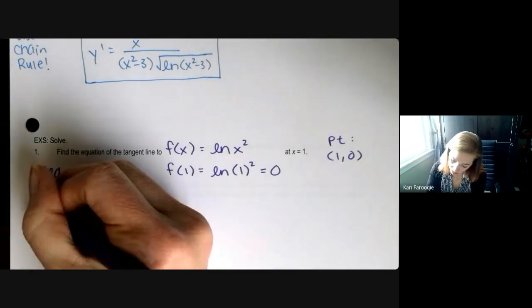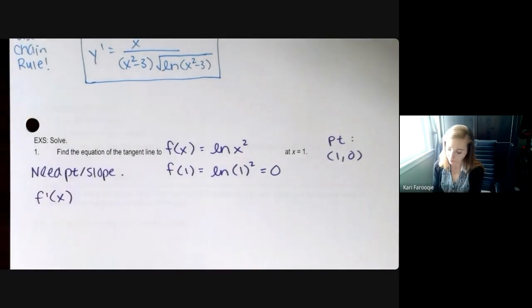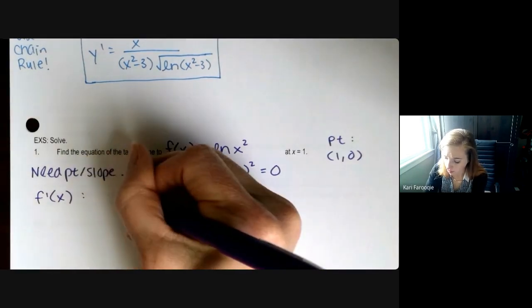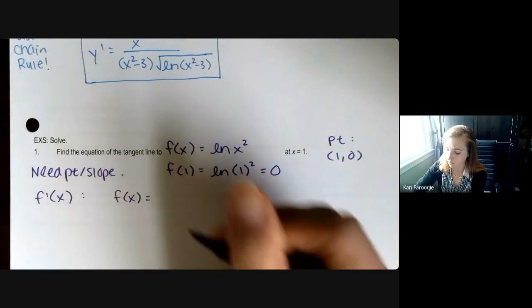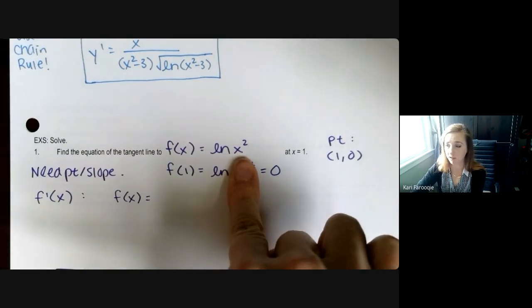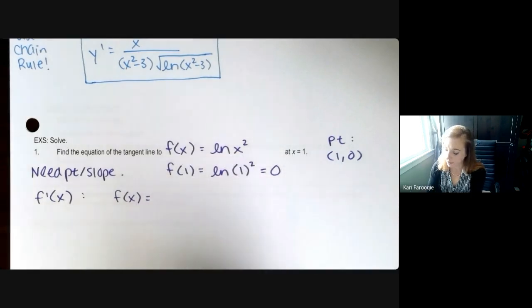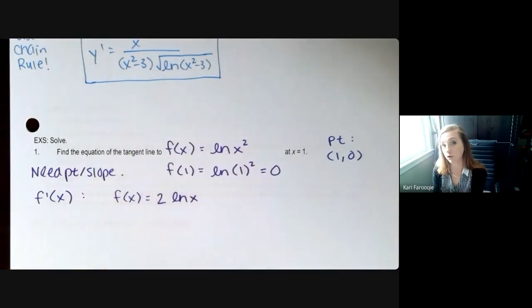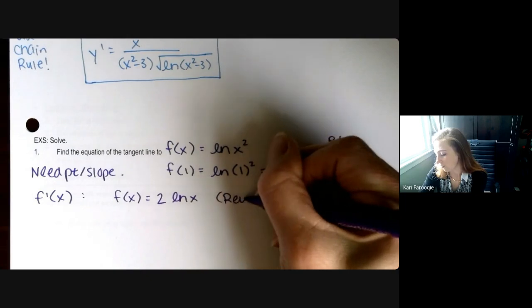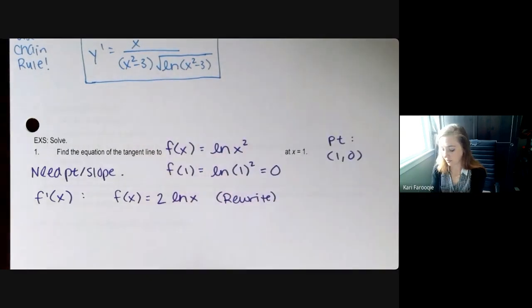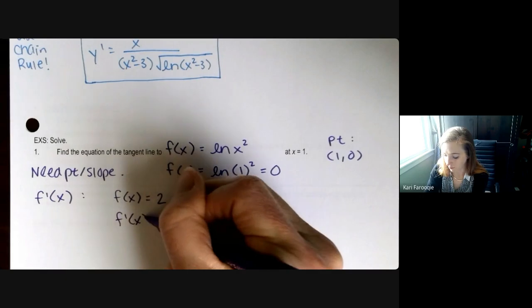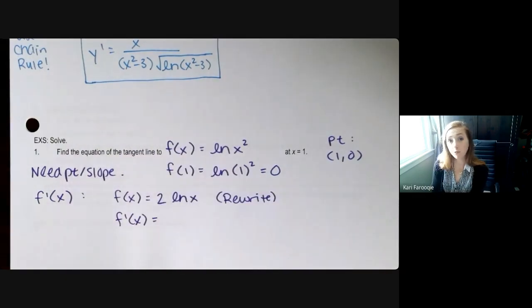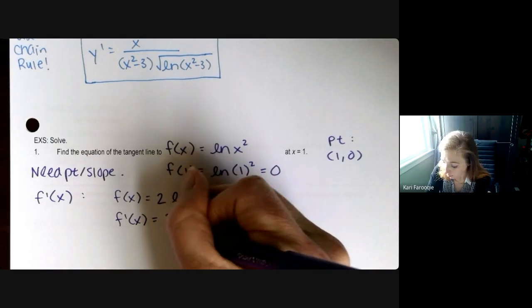To get the slope, we need f prime. In order to do that, we're going to rewrite f of x. You can leave it like this if you'd like. It's not that big of a deal. It's not super complicated. I'd just rewrite it if it were me, using that power rule for logarithms. So I'm going to rewrite f of x as twice the natural log of x. This was just a rewrite. And then we'll take f prime. The derivative of the natural log of x is 1 over x. So you've got now 2 over x.